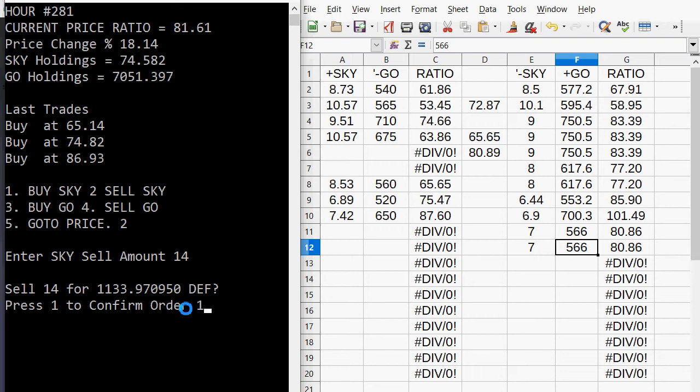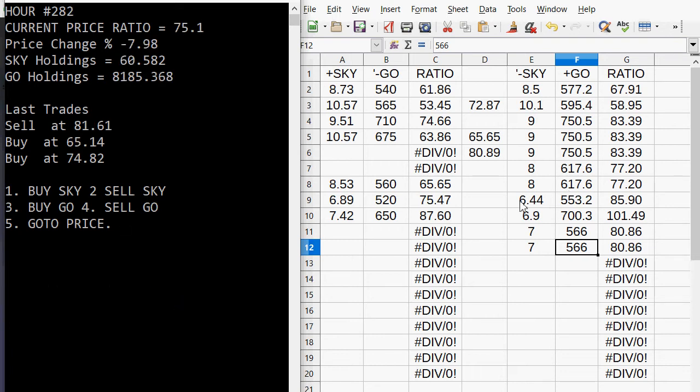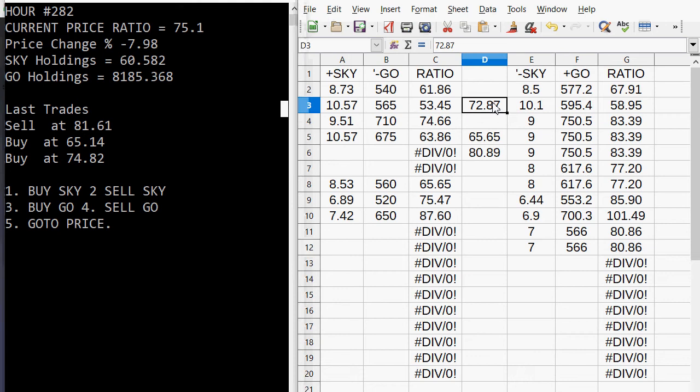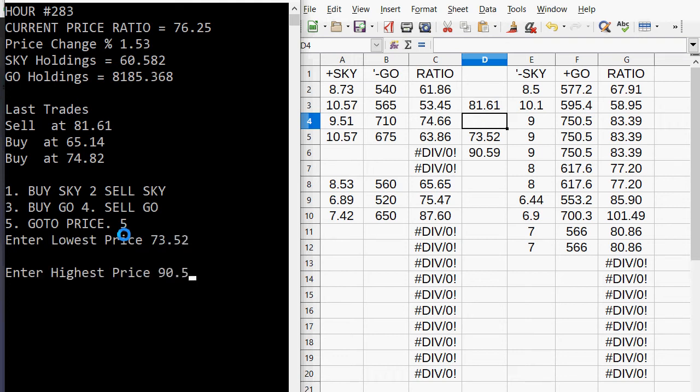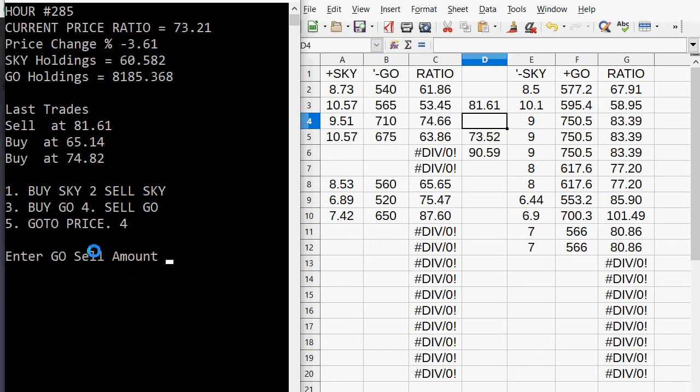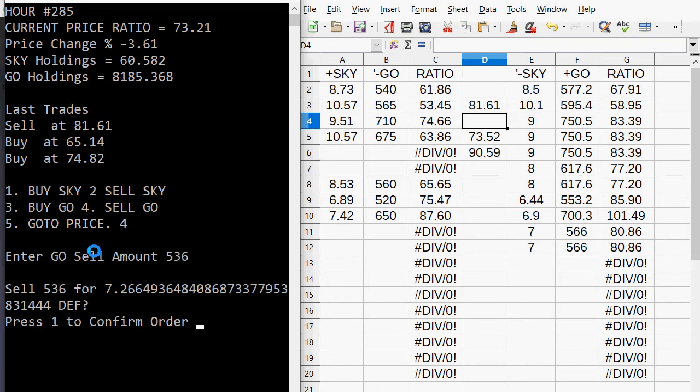Okay, let's confirm the order. It's in. Goes down 8%, but that's not enough. 81.61. I'm just going to push enter for this hour because if it goes down just 2-3%, that's enough. Nope, so that's 2 hours gone by there. 73.52, 90.59, day 283, so it took like 4 hours from last trade. The trade goes down to 73.21, so it's another buyback, so let's sell the go. 566, what's 526 do? Not too good, so let's do 536.